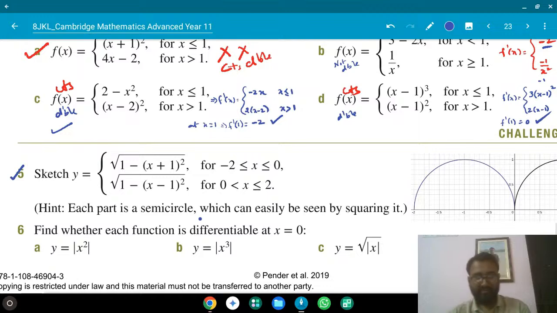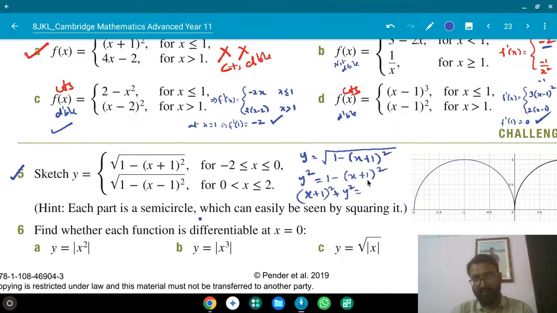He gave a hint, just to make a square. If you do, y is equal to under root of 1 minus (x plus 1) whole square. On squaring, y square is equal to 1 minus (x plus 1) whole square. So it is (x plus 1) whole square plus y square is equal to 1. So what is this equation? This is a circle equation: (x plus 1) whole square plus y square is equal to 1.